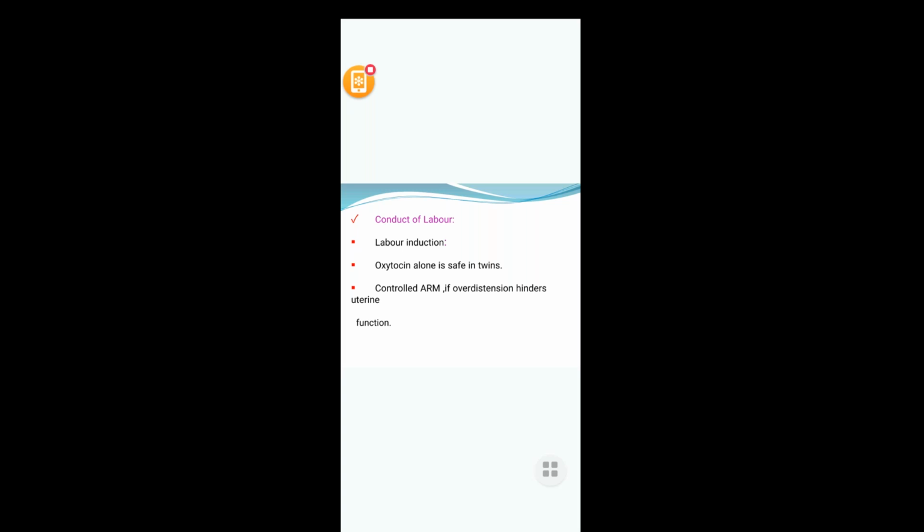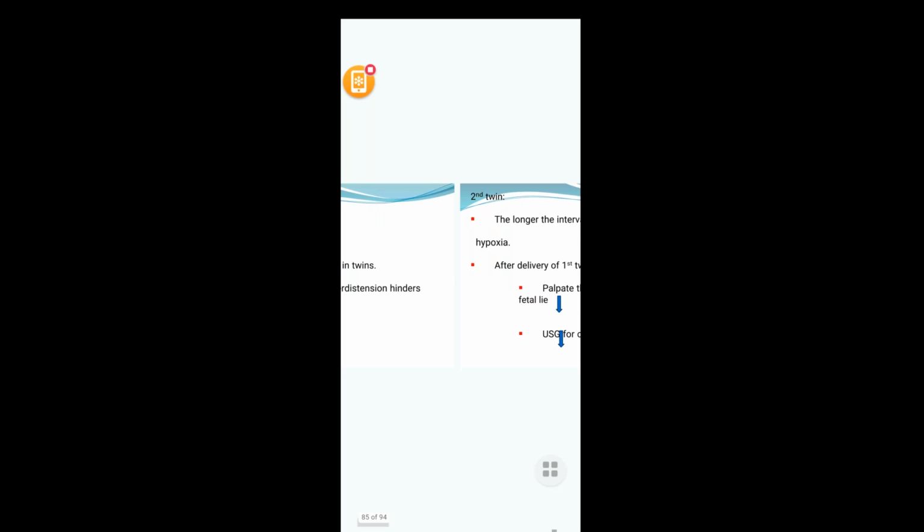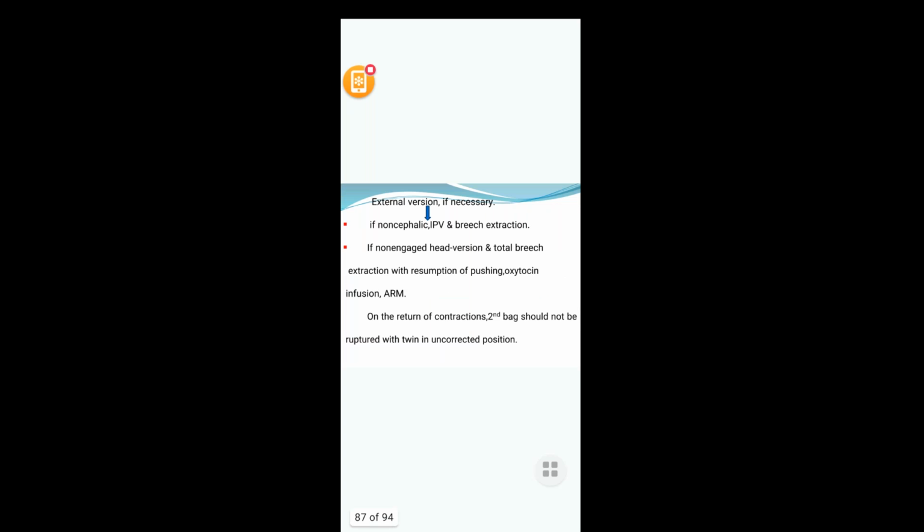Controlled ARM should be done if there is overdistension, so that there will be no chances of cord prolapse. For the second twin, the longer the interval, the greater the risk of hypoxia. So after the delivery of the first twin, palpate the abdomen to ensure the fetal lie. Do an ultrasound for confirmation. If needed, go for an external version. If non-cephalic, internal podalic version or breech extraction can be done. If non-engaged head or version, total breech extraction can be done with the starting oxytocin.